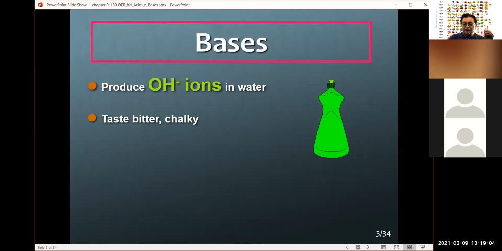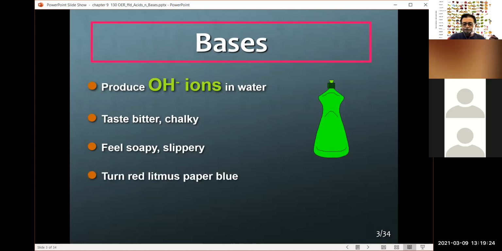And breaking it down is why it feels so slimy. It's your own tissue. So if you get any on you, wash it off immediately. I wouldn't recommend tasting it, but it does have a bitter, chalky taste, okay? And again, it feels soapy and slippery because your tissue is being broken down.